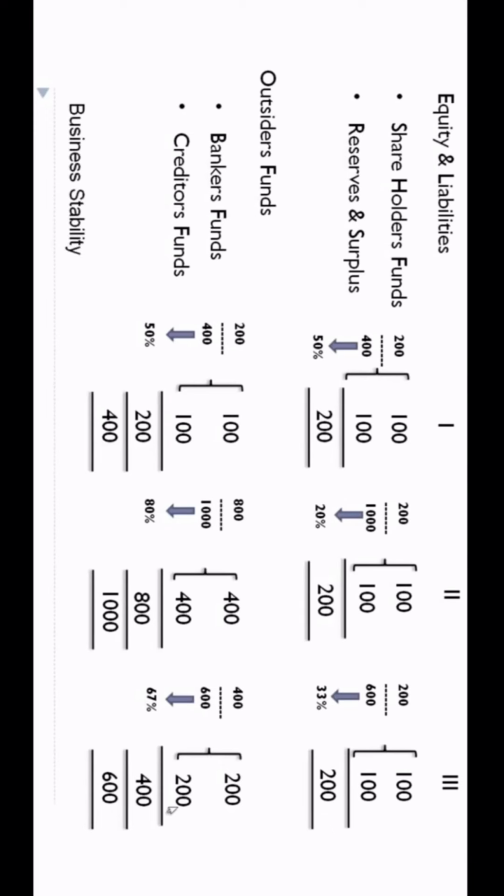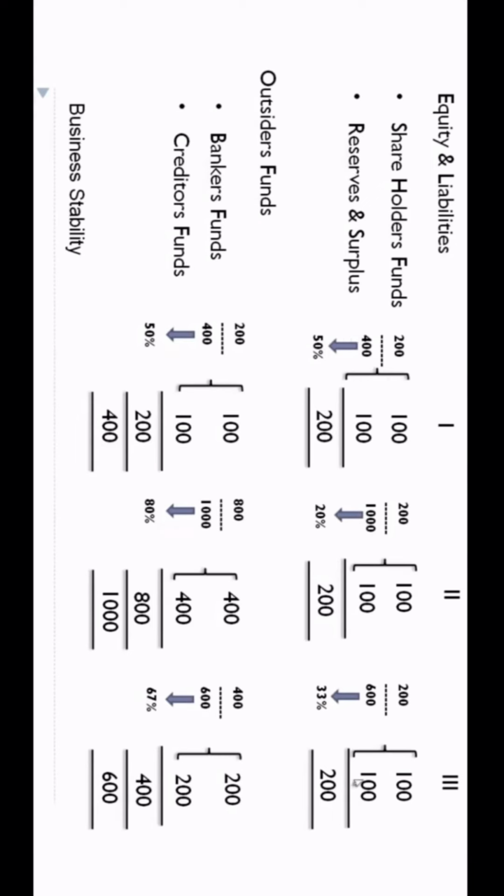In which case is the business stability very poor? The long-term business stability, in which case is it poor? Is it in scenario 1 or scenario 2 or scenario 3? It cannot be in scenario 1 because the contribution by the owner is 50% and contribution by outsiders is 50%. So even if outsiders withdraw their support, this business could continue because owners have a sizable stake. They'll be able to manage the show for quite some time.